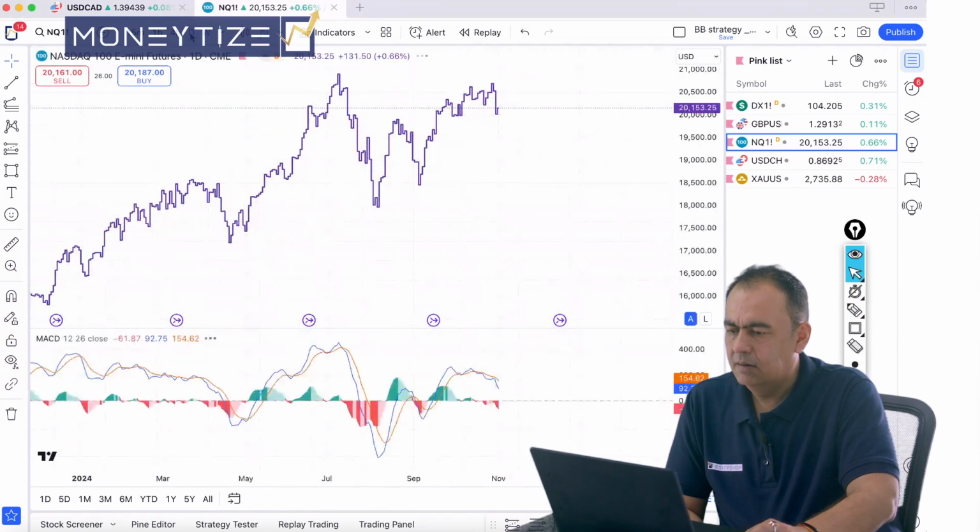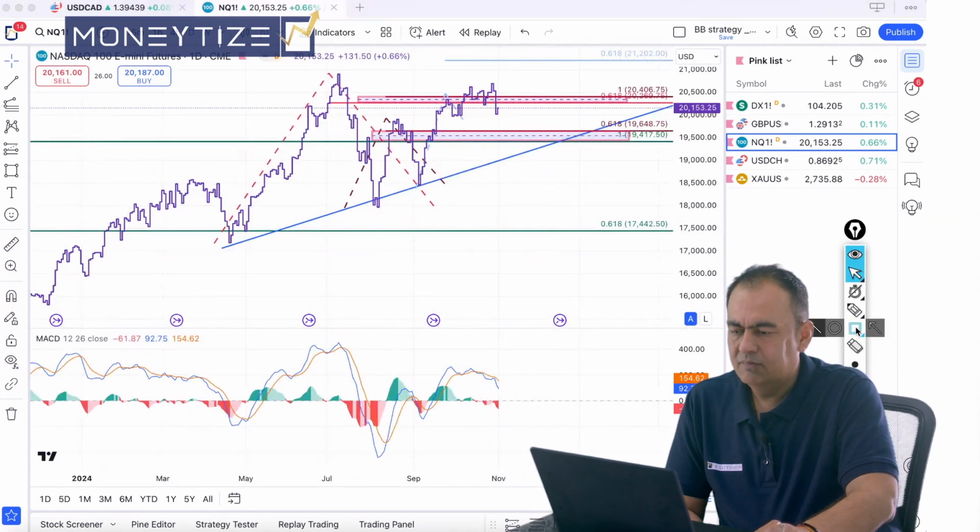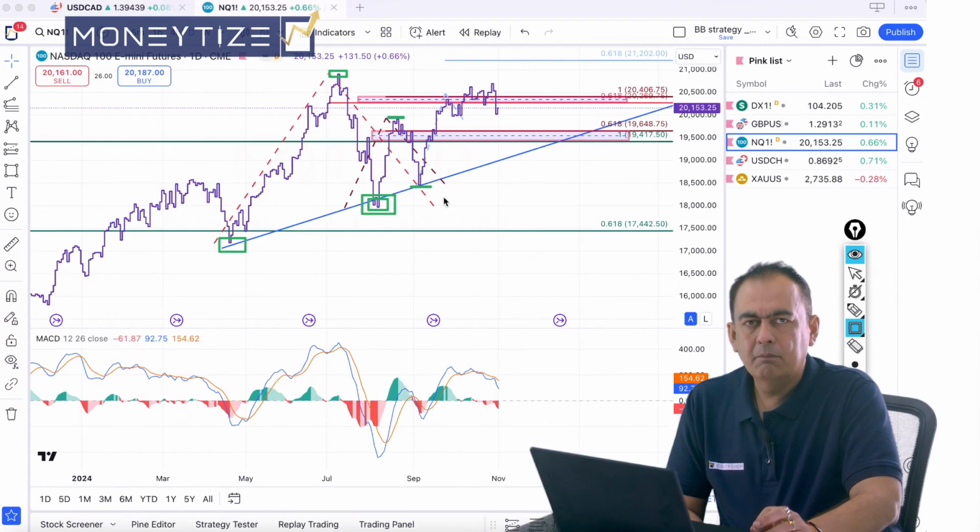Now I'll move to the next lower time frame. I'll move to daily now. Based on daily, we have already marked Fib extension on the bullish cycle, which started from this level. A and B with C completed. We have second A, B, and C. So when I've applied multiple Fib extensions, I got the duplication zone, and this is the zone I'm talking about.